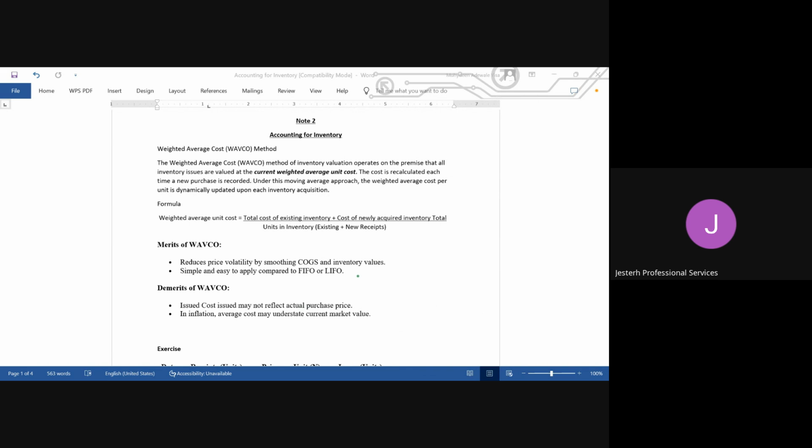Sorry we were unable to have our class on Sunday due to some unexpected issues that arose. So tonight we are planning to cover all the aspects of accounting for inventories in order for us to move to the next topic.